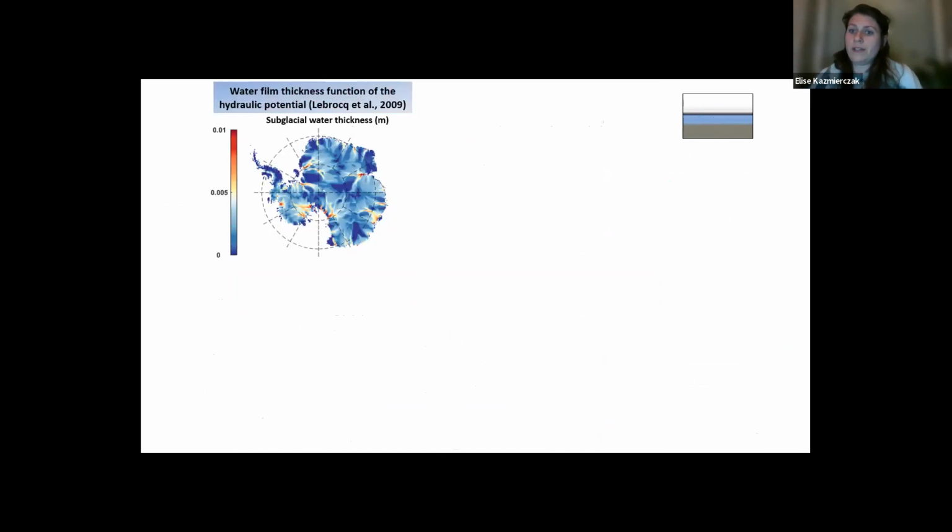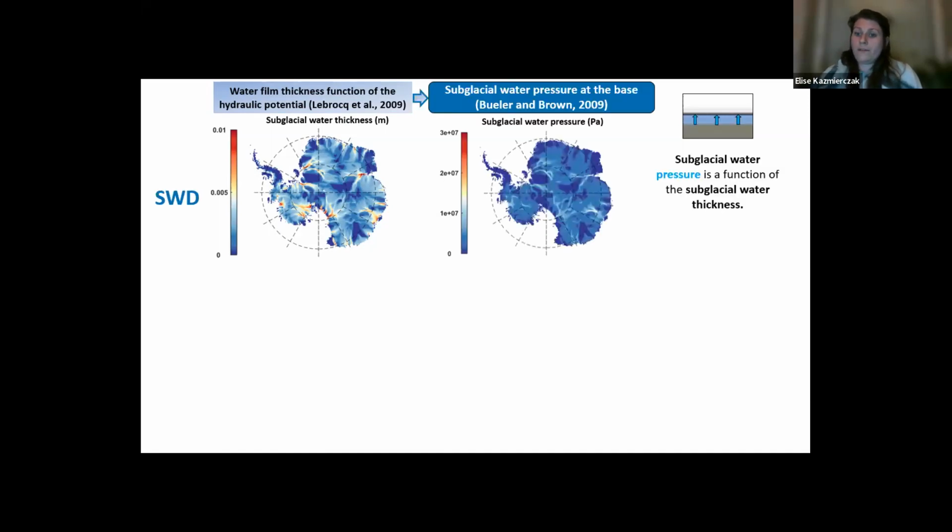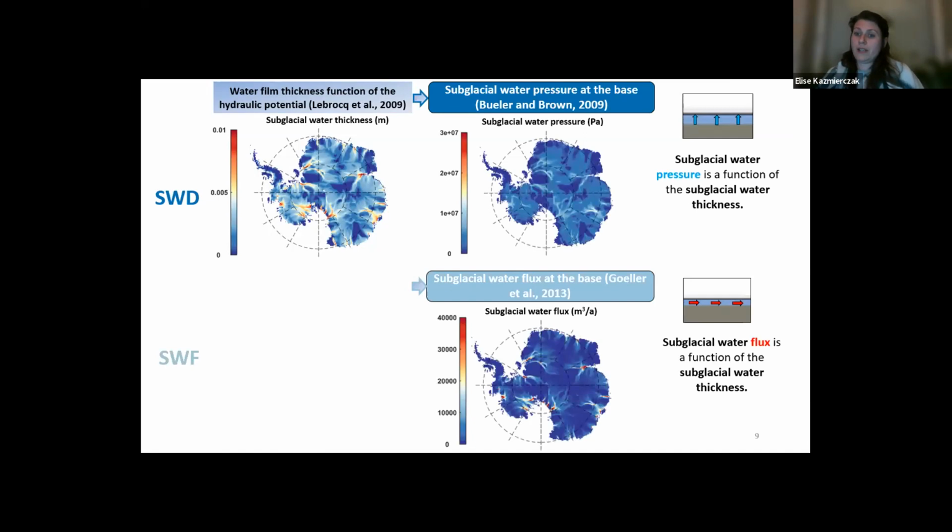The last representation of the subglacial water is a thin film of water that is the product of basal melting, which evolves as a function of the hydraulic potential on a hard, non-deformable bed. You can see on the map of the subglacial water thickness that the film is of the order of a few millimeters. This representation can be coupled with the basal sliding laws by the pressure or the flux parameters, both functions of its subglacial water thickness. These two options will be called SWD, in dark blue, for the coupling with the subglacial water pressure, and SWF, in light blue, for the coupling with the subglacial water flux.